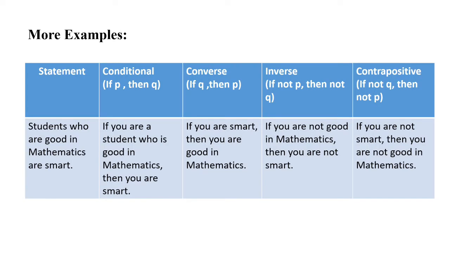So we have here another example. The statement, students who are good in mathematics are smart. The conditional statement, if P, then Q. If you are a student who is good in mathematics, then you are smart. The converse, if Q, then P. If you are smart, then you are good in mathematics. The inverse, if you are not good in mathematics, then you are not smart. And the contrapositive, if you are not smart, then you are not good in mathematics.